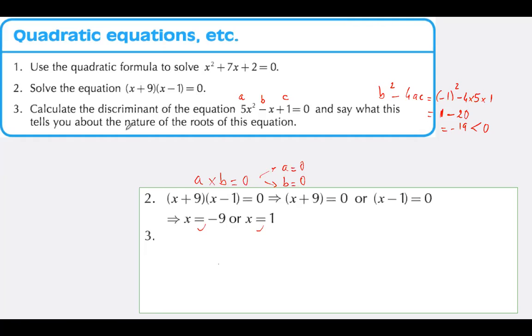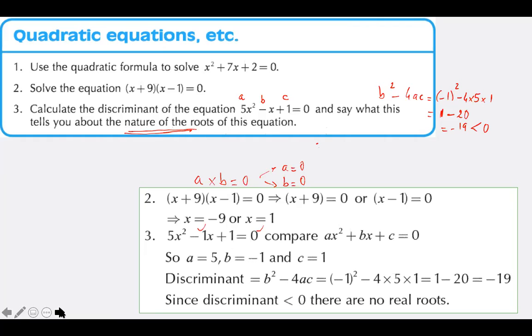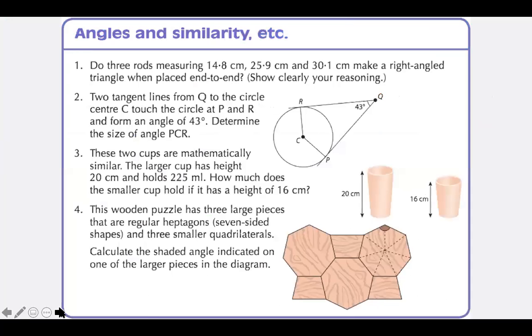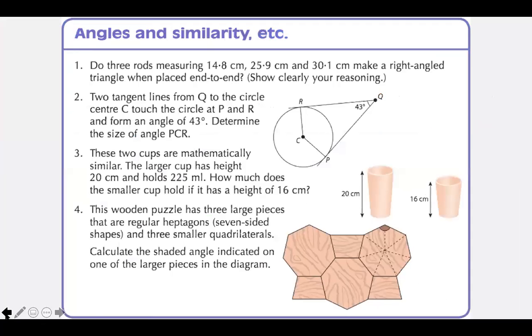So for nature of the roots, whenever you see this question, calculate the discriminant. If it's negative, there are no real roots. So that's why you should be writing there, no real roots, because it's negative. Remember that. So that was quadratics. Any question on quadratics? Practice.